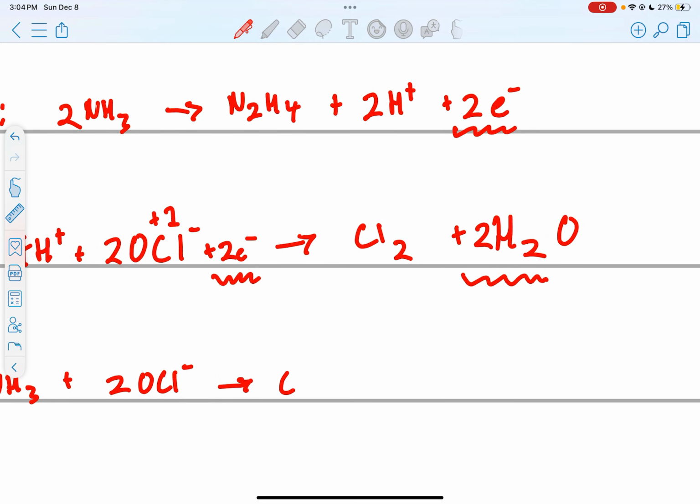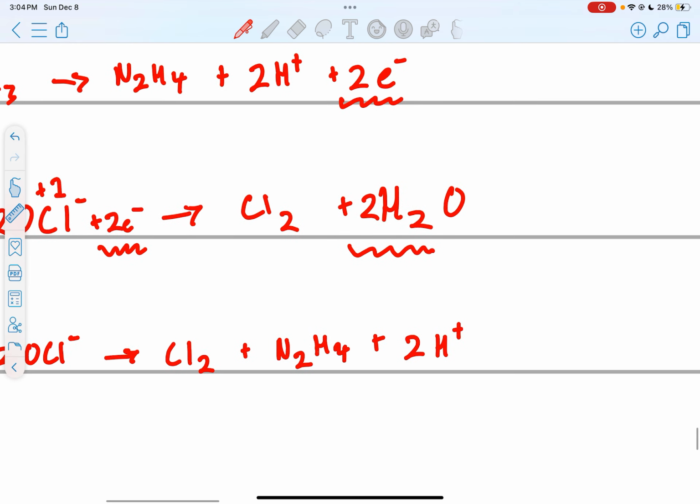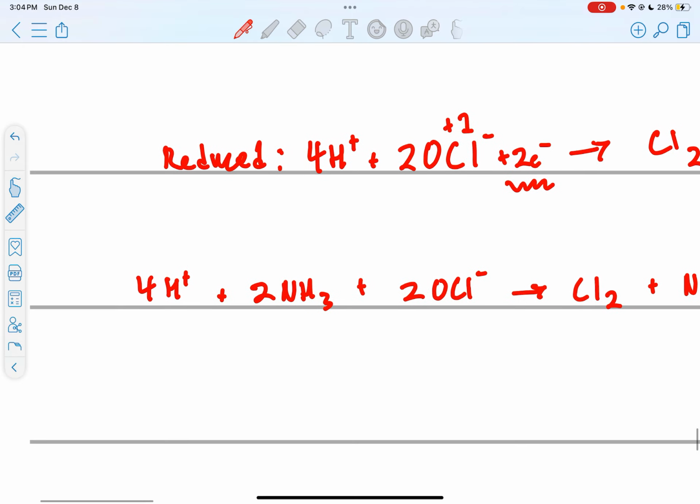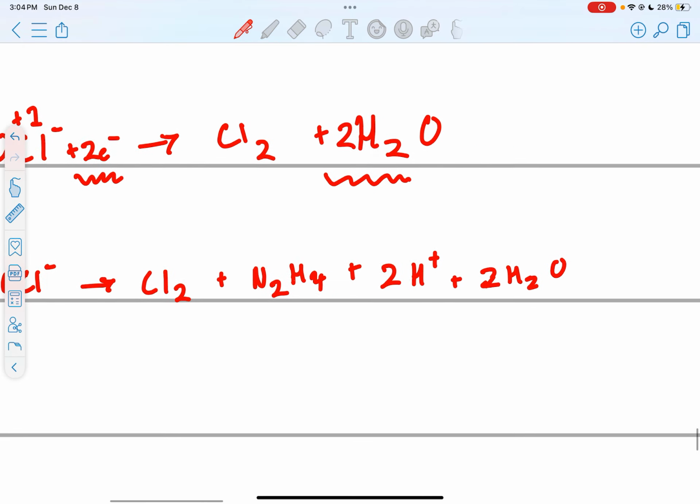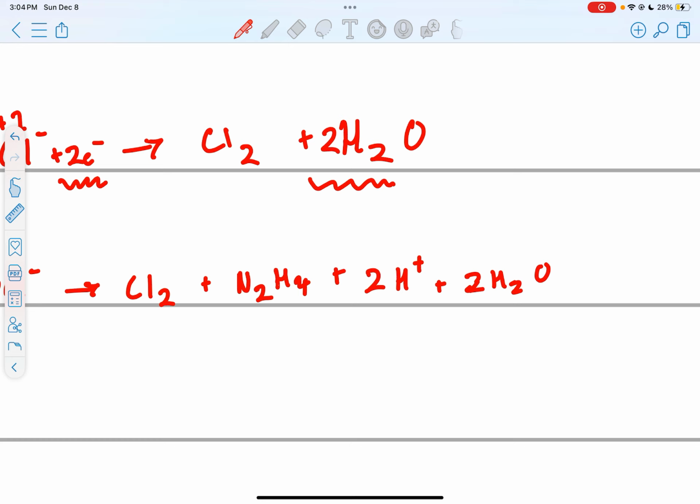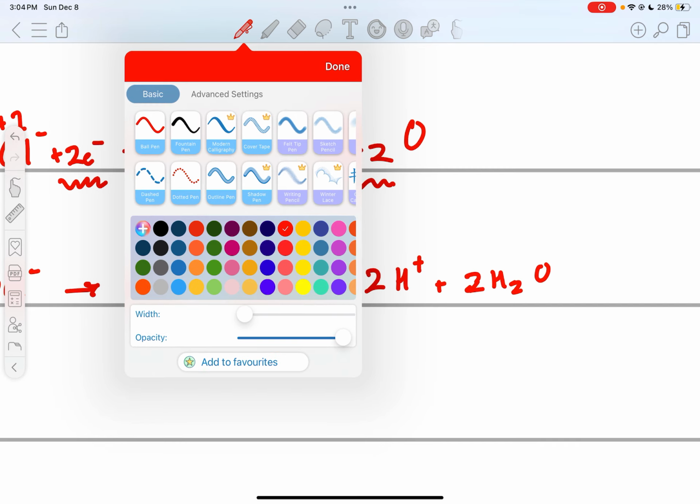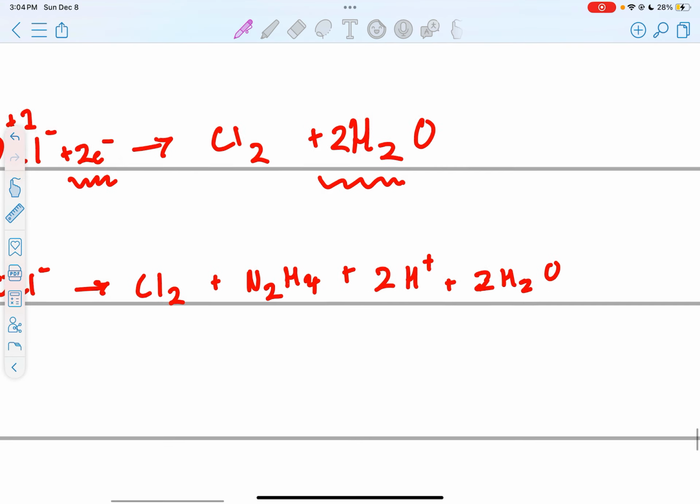So let's just add 4 hydroniums here as well. Here we have chlorine, and we also have N2H4, and we also have 2 hydroniums and 2 waters. I like to put the hydroniums or waters at the start of the reaction on the left and at the end of the reaction on the right, just so that it's easier to see and cancel out, and I'm not canceling stuff out in the middle. Okay, so let's switch to a different color, and let's see what we can do.